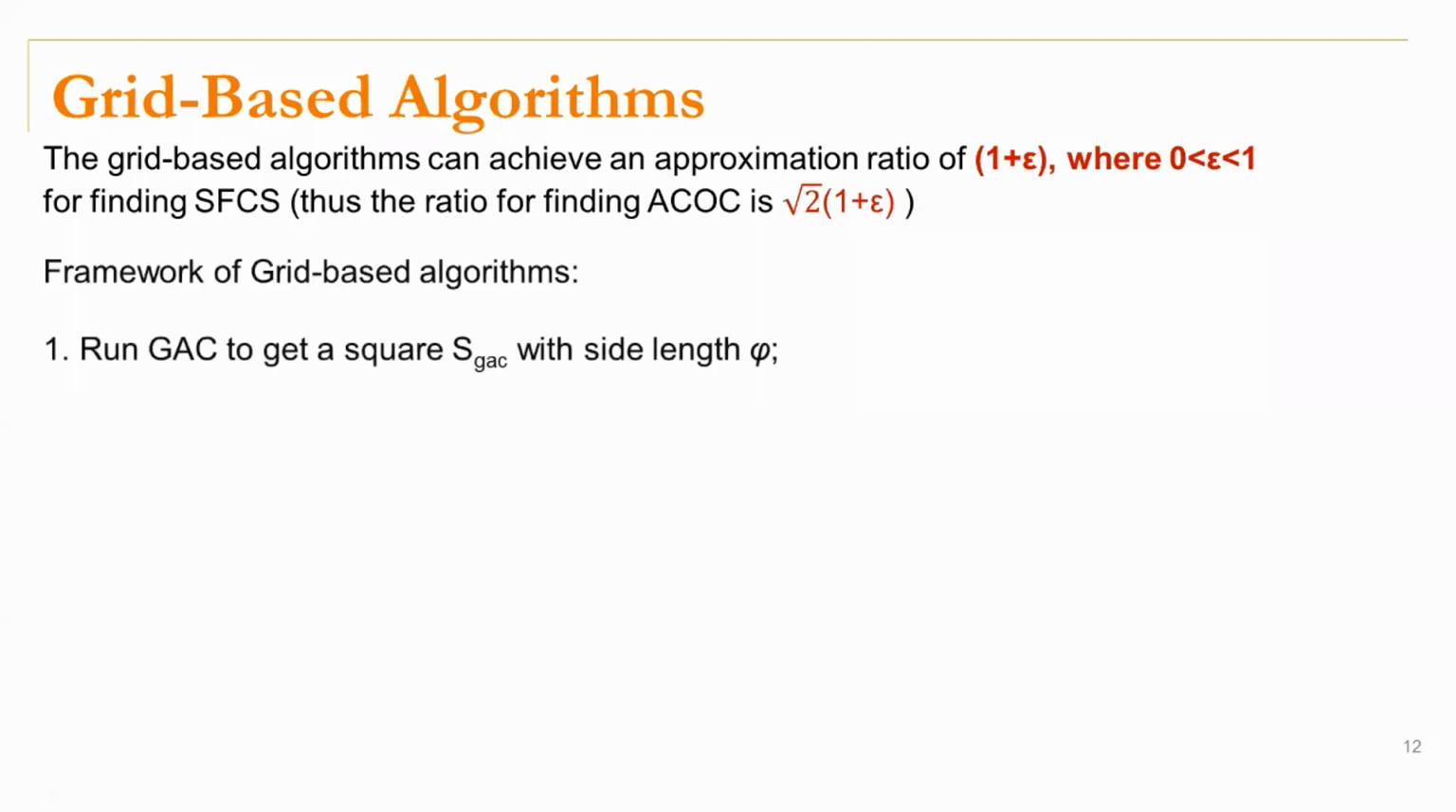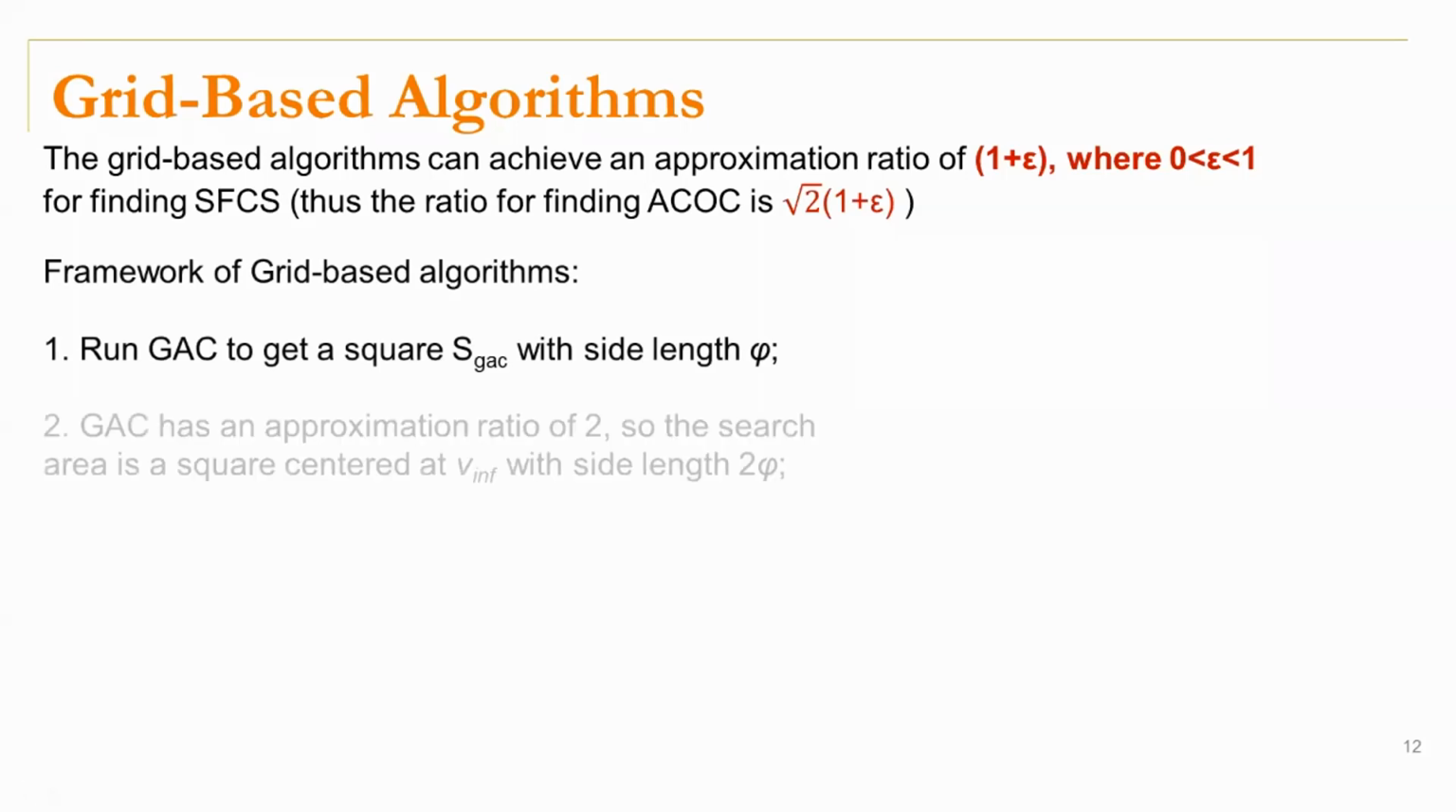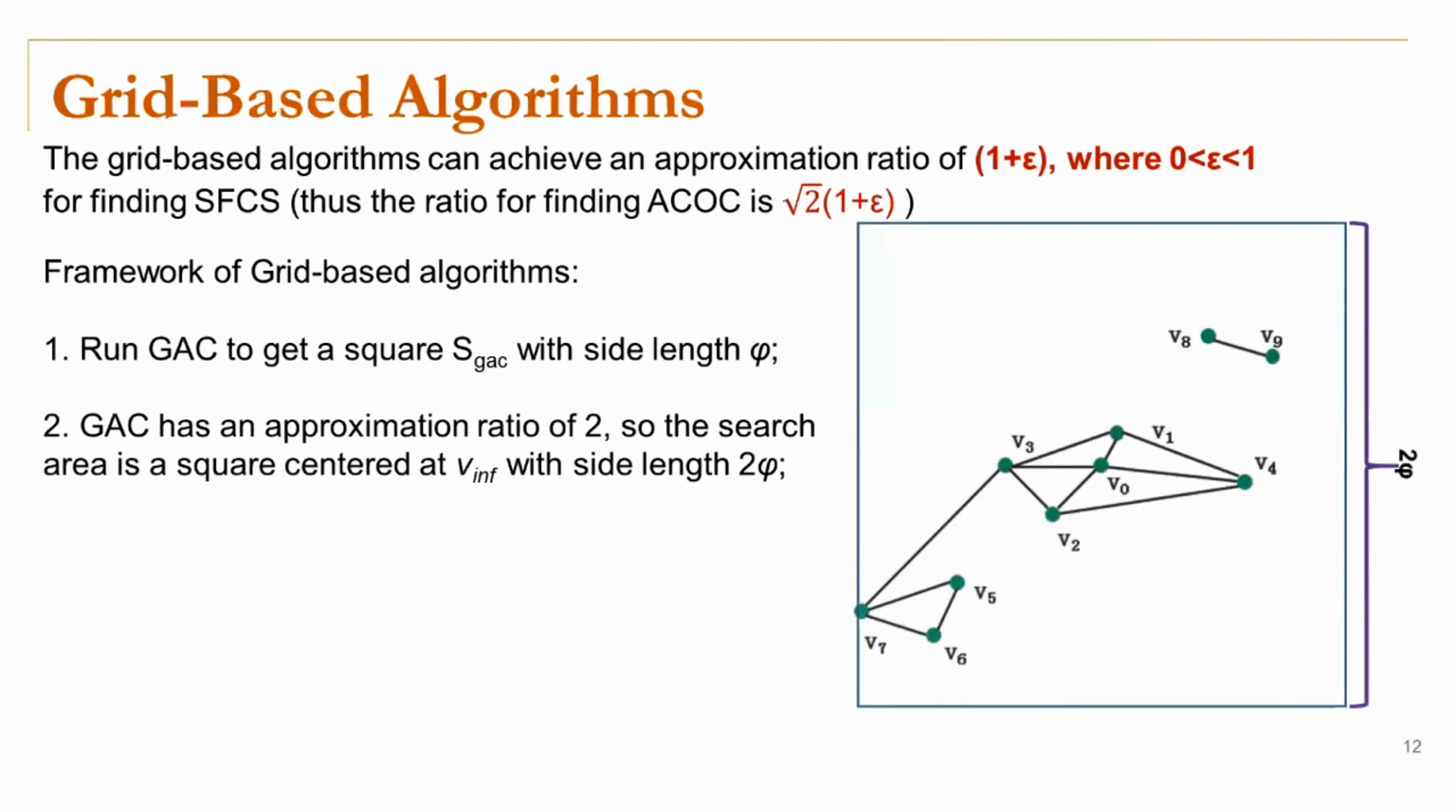So the framework of grid-based algorithms is as below. We first run GAC to get a square with side length phi. And because GAC has an approximation ratio of 2, the search area must be a square centered at each v_f with side length 2 phi. Assume v0 is one v_f, and then the square is a search area around v0.